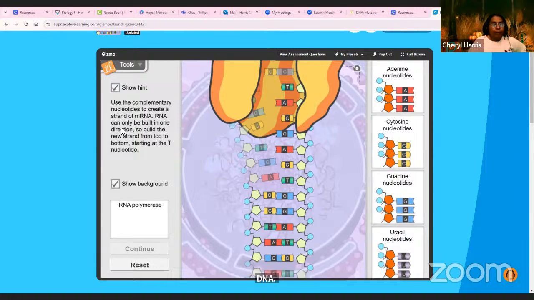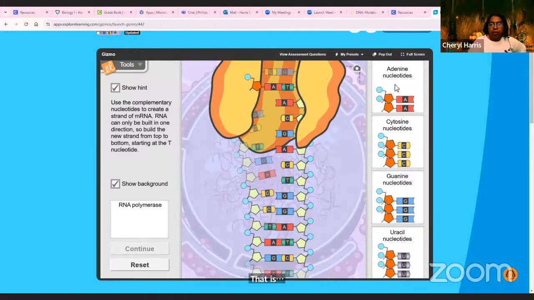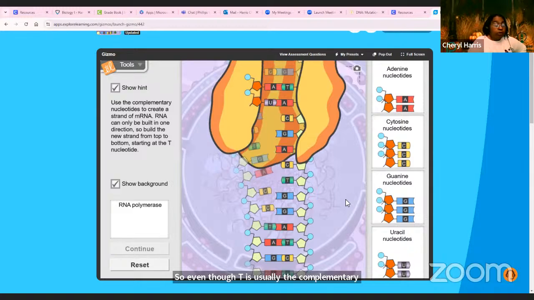Okay, so the first one up here is TAG. So we need to have one that is an A. And because we're making RNA, RNAs don't have T's. So even though T is usually the complementary one for adenine, we're going to use U, okay?